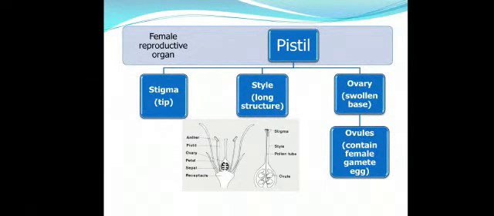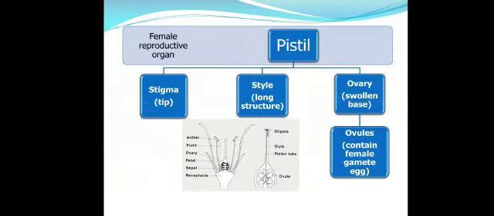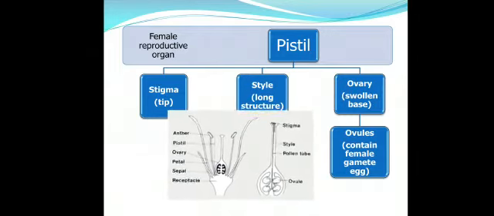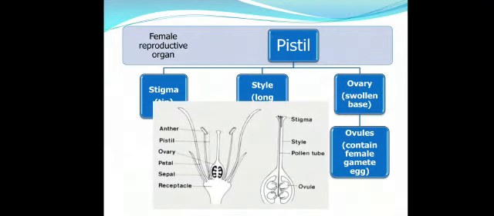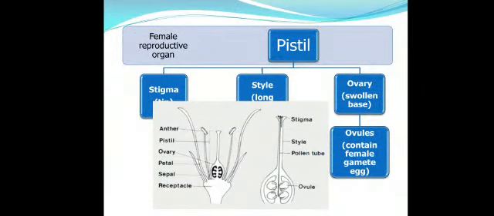Now the second part of the pistil is style, which is the middle elongated part of the carpel, and it helps in attachment of the stigma to the ovary. The base of the style is swollen, and this swollen bottom part of the carpel is known as ovary, which contains ovules. Ovary on maturation becomes fruit, and ovules on maturation turn into seeds.